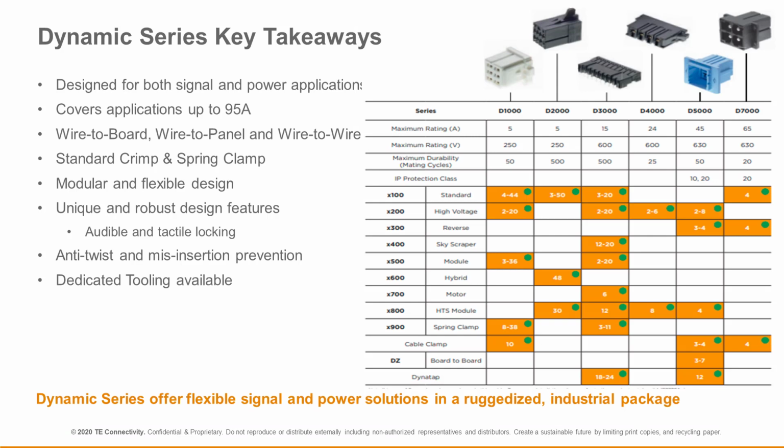The Dynamic Series stands out with its versatile design catering to both signal and power applications, offering a broad range covering up to 95 A. Supporting various connection types like wire-to-board, wire-to-panel, and wire-to-wire, it accommodates diverse needs. Featuring standard crimp and spring clamp terminations, its modular and flexible design enhances adaptability. The connectors boast unique, robust design elements, ensuring reliability with audible and tactile locking mechanisms. Advanced features include anti-twist and misinsertion prevention, promoting secure and error-free connections. With dedicated tooling available, the Dynamic Series delivers a comprehensive solution for a wide array of applications.